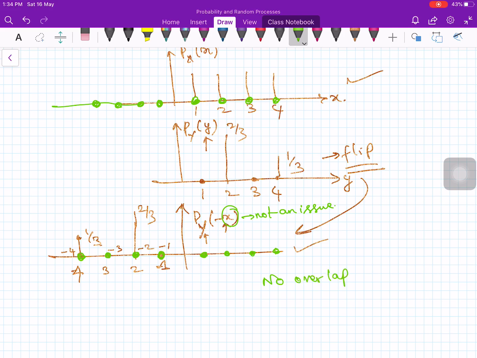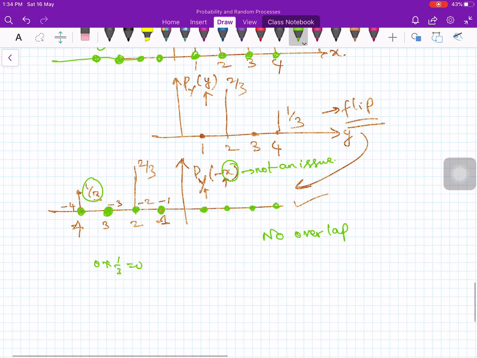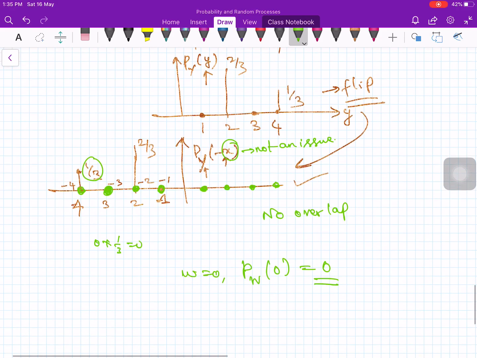See, here the probability is 1/3, and here the probability is 0. 1/3 times 0 equals 0, and here it is 0, and here also 0. Like this, if you do all the multiplication, finally you'll end up with a 0. So therefore, for w equal to 0, your Pw of 0 is going to be 0 in this particular plot, okay.